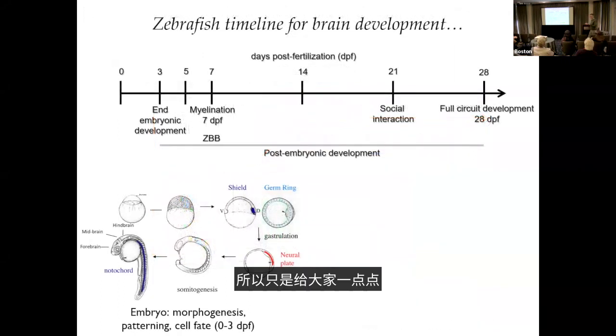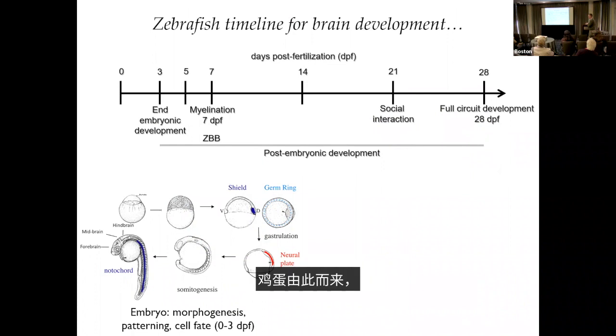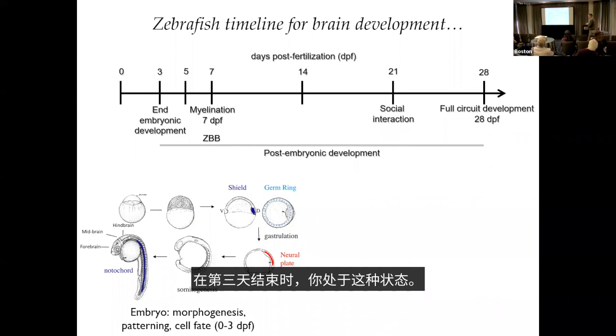So just to give everybody a little bit of guidelines for zebrafish. You're going to hear me reference days post-fertilization periodically. That occurs at day 0, and this is an egg. All this process occurs externally, so it's much easier to study than in rodents. You have this 3-day period called the embryonic development period, and the egg goes from this fertilized egg through this whole process here. At the end of day 3, you're at this state here.